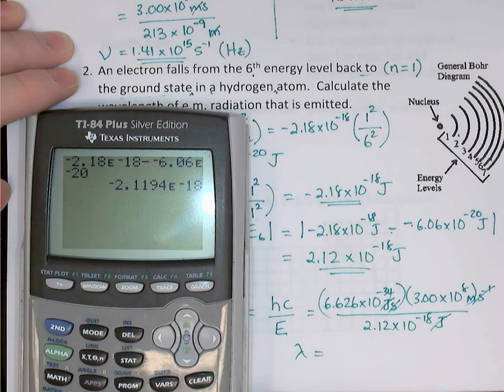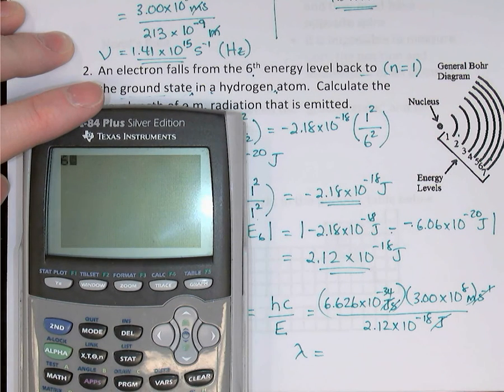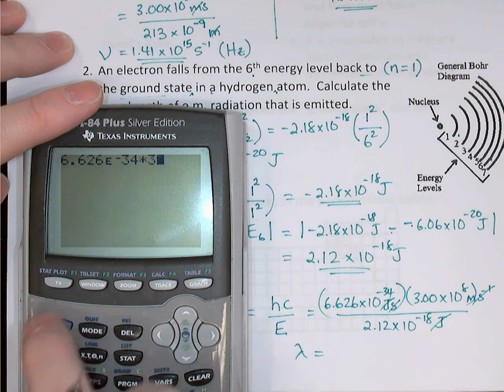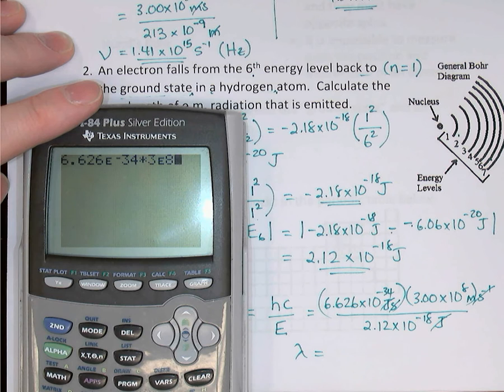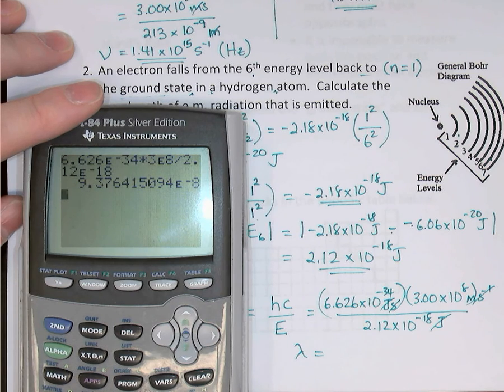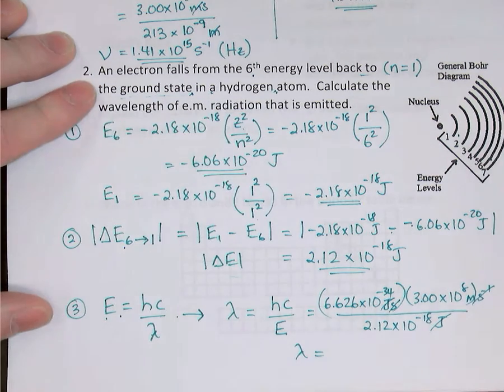So on your calculator, 6.626 times 10 to the negative 34 times 3 times 10 to the 8 divided by 2.12 times 10 to the negative 18. The energy released is the wavelength released: 9.38 times 10 to the minus 8 meters.